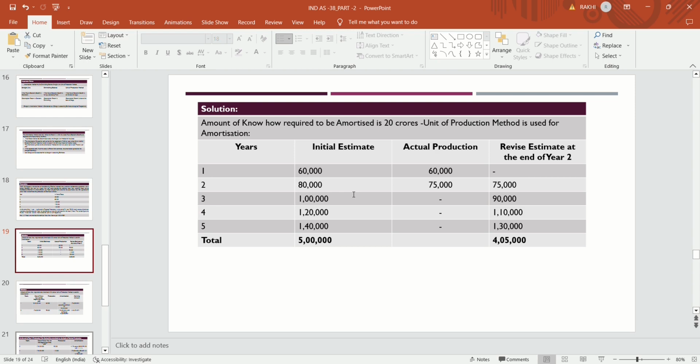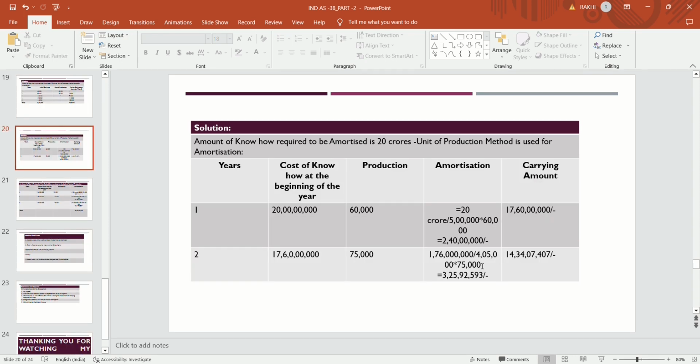Actually, in year 1 they produced 60,000 as they achieved the target, and in year 2 they actually produced 75,000 units. The initial estimate is 80,000, but actually they produced 75,000. At the end of year 2 they revised the estimate. So the revised estimate is: year 1 they achieved the targeted production, year 2 75,000 is the actual production which they had done, and in year 3 90,000, year 4 1,10,000, year 5 1,30,000. So total will be 4,05,000. As they revised the estimate at the end of year 2, year 2 actual production is also taken into consideration for amortization.